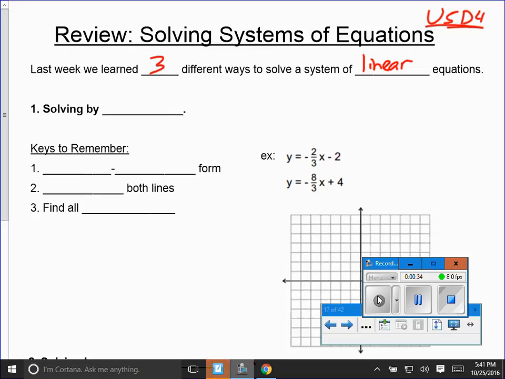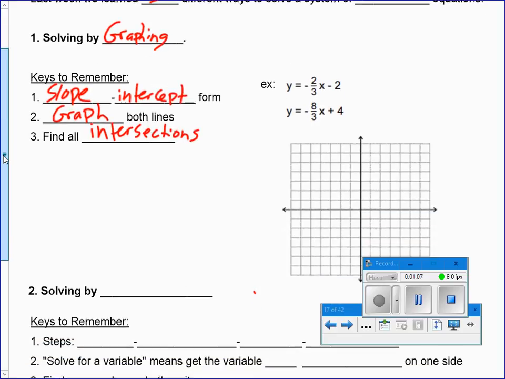So the first way we did, which we actually started way back in Unit 2, is solve by graphing. So keys to remember here was we always want to start with slope-intercept form. That makes it easy to graph. Right, we're solving by graphing, so we do have to graph both lines and then find the intersections. Once we get into quadratics, there's going to be more than one, so say intersections, plural. Quadratics and linear, we could have as many as 2.